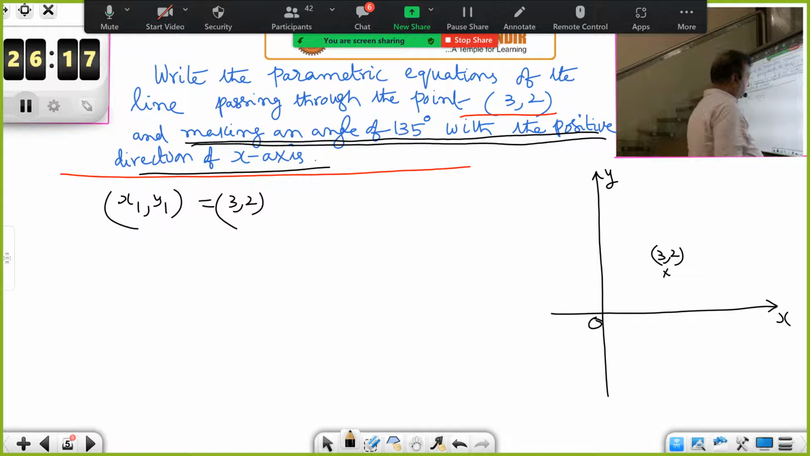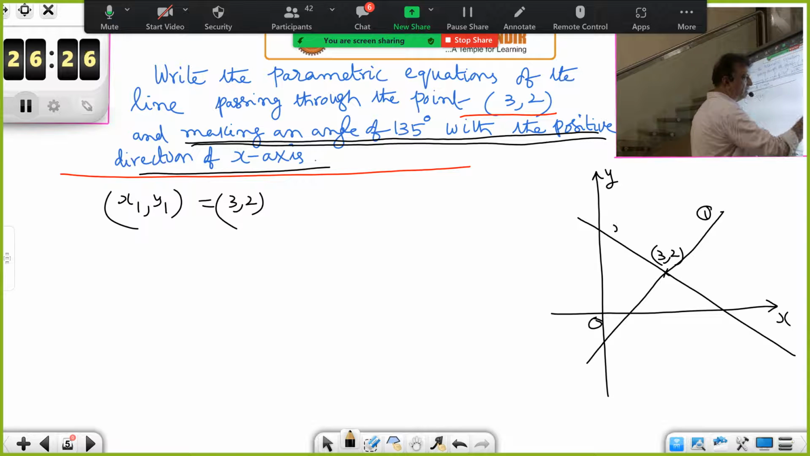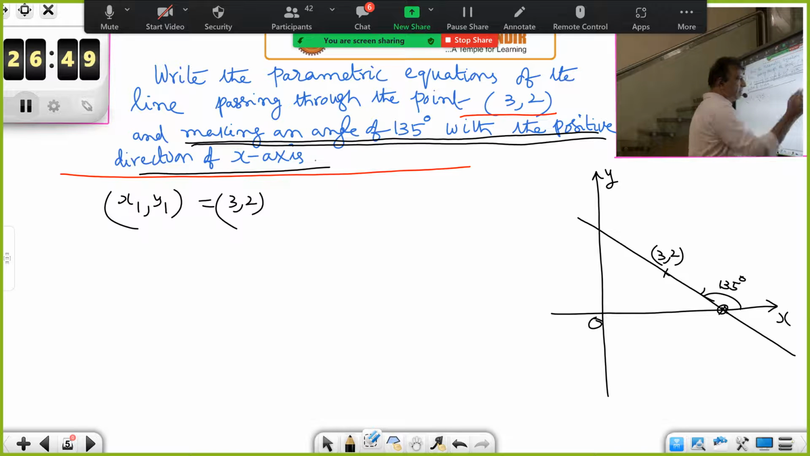So how do you draw the line? Which line is correct? Tell me, Tanmay. Is this line correct or this line correct? First or second? Second, sir. Second one is correct. Very good. I'll remove the first one. Okay. So where is the angle 135 degrees? At this point, from the positive direction of x-axis in the anti-clockwise direction, 135 degrees. Okay. So this is correct.